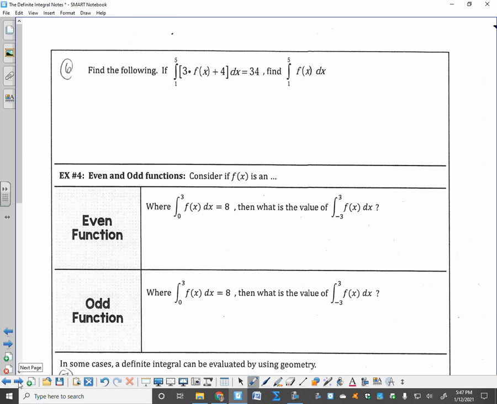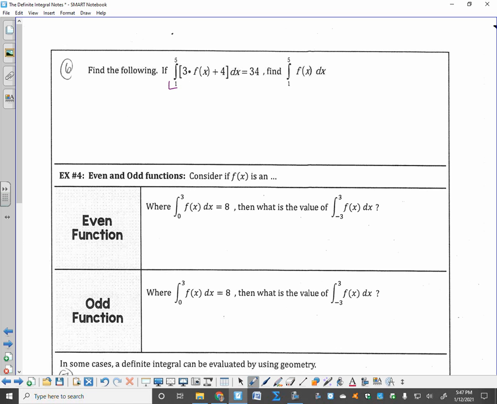Okay, number 6. Find the following. All right, tell you what. Ooh, this is a good one. Pause me. See what you can do. Let's see. 1 to 5 of 3 times f of x plus 4 is 34. I just want 1 to 5 of f of x. All right.